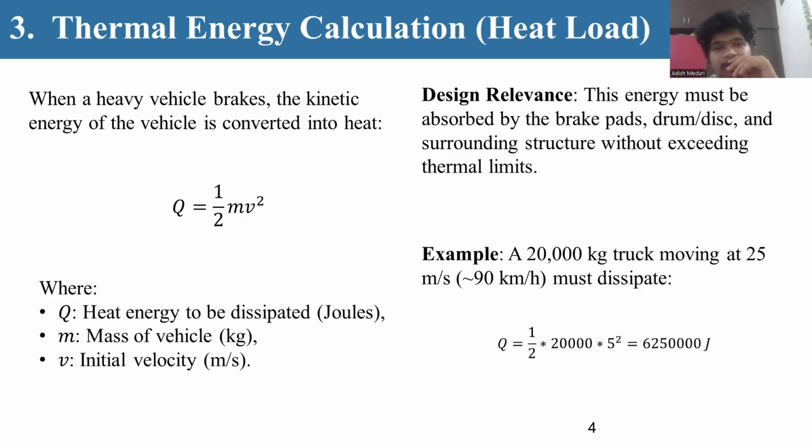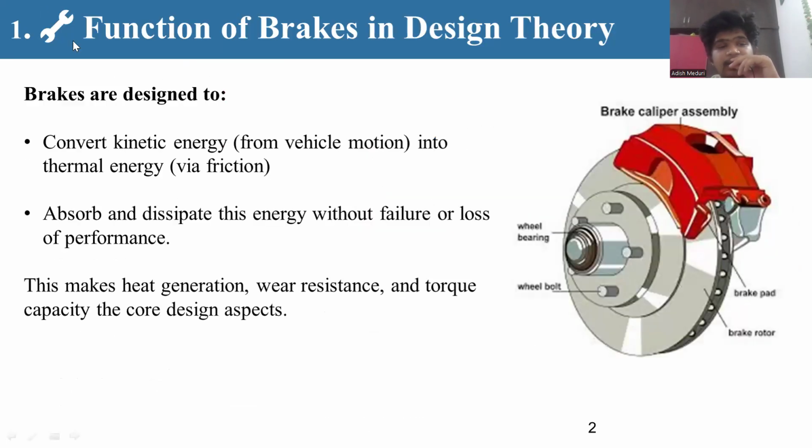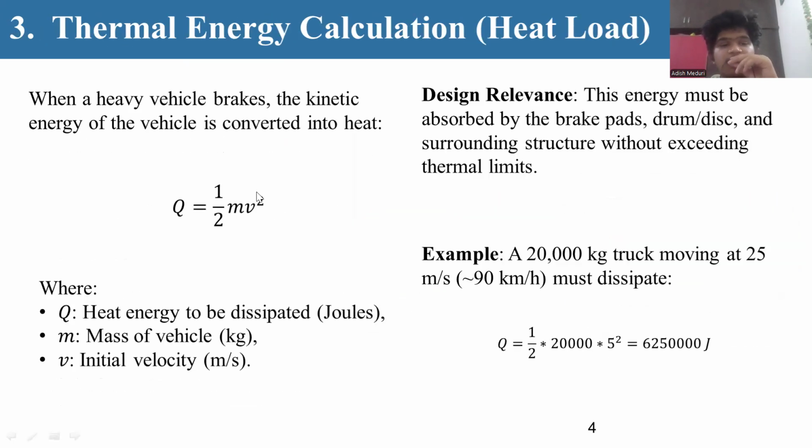So to understand thermal energy calculation, we need to understand this. When a heavy vehicle brakes, the kinetic energy of the vehicle is converted into heat, right? So in the first slide, I told you brakes are nothing but conversion of kinetic energy into thermal energy. So this is the equation of kinetic energy to thermal energy. Q equals half mv square, where Q is heat energy to be dissipated, m is the mass of the vehicle, v is the initial velocity. Q equals half mv square.